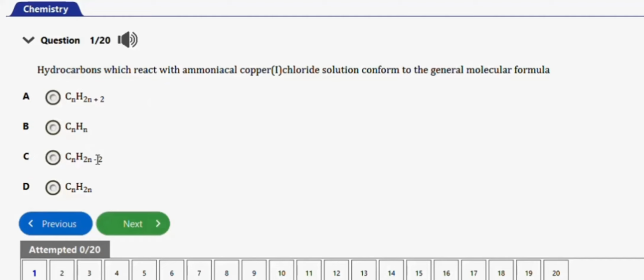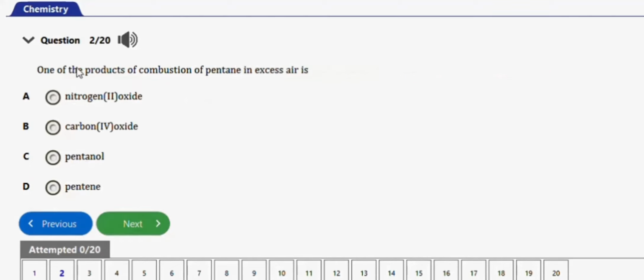This one is for alkynes. This general formula is for alkanes, option A. This option B general formula is for alkenes. So it's for this one. This alkyne formula, option C, is the general molecular formula of hydrocarbons that react with ammoniacal copper(I) chloride. So that's for this question. The next question says one of the products of combustion of pentane is, so the right answer will be option B, carbon dioxide. Very important.